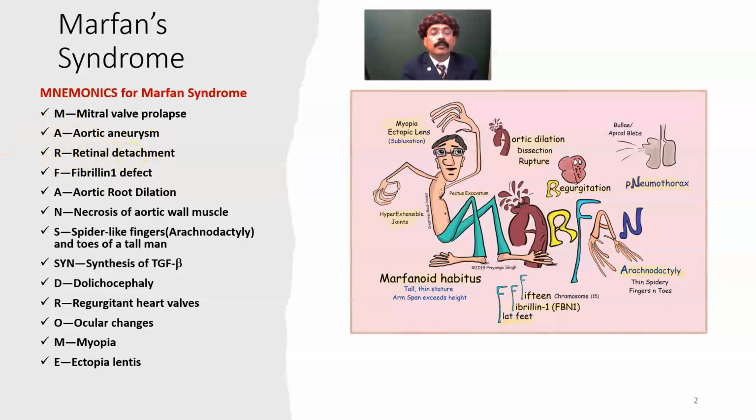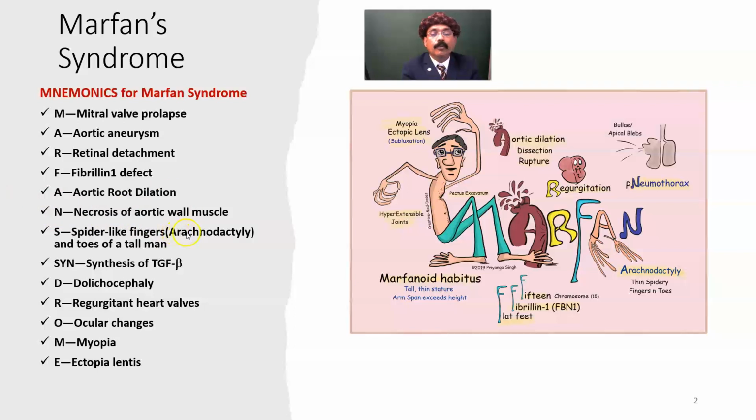F, fibrillin defect, which is certainly present. A, aortic root dilation like this. N, necrosis of the aortic wall muscle. There will be cystic myonecrosis of the aortic wall, particularly the middle layer, the tunica media.